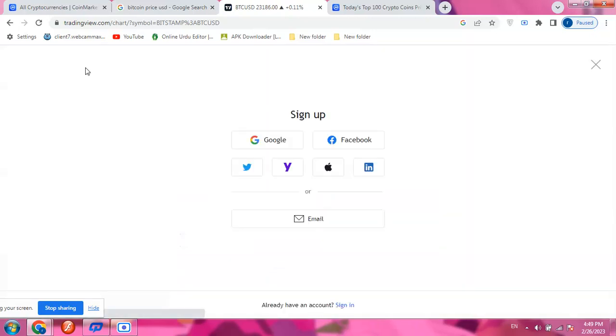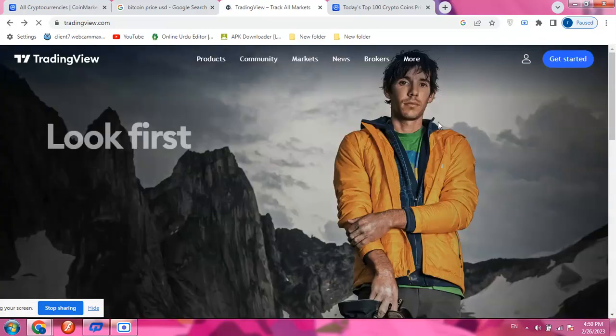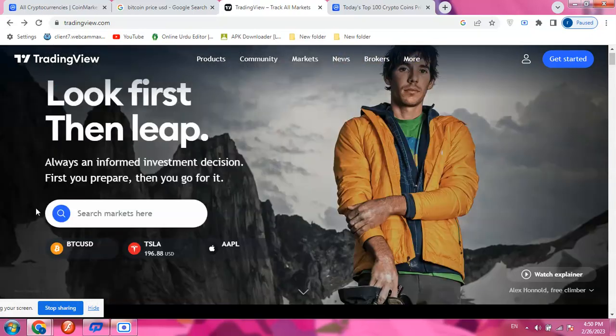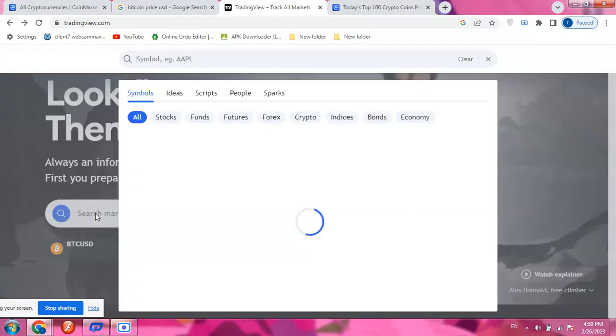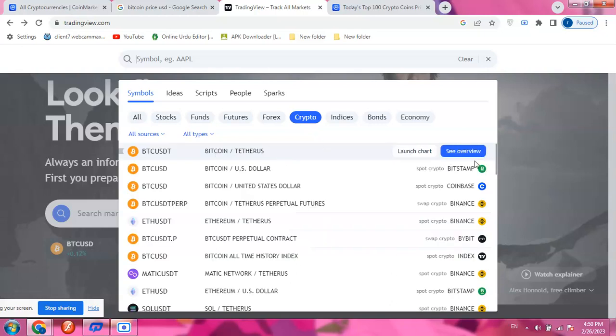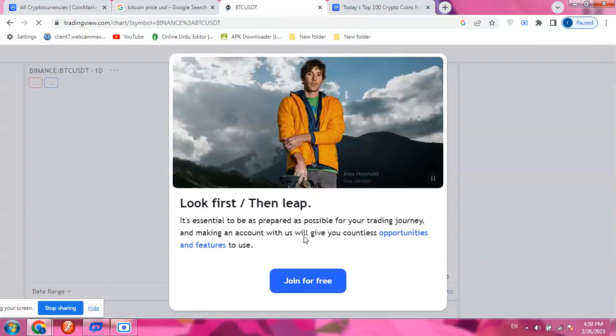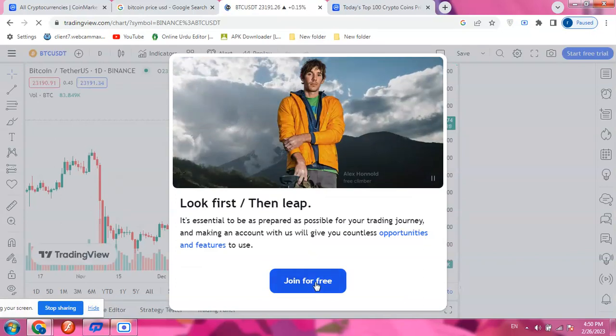Okay, show this trading market. I will show you the live Bitcoin, with symbols and ideas, stocks, funds, futures, forex, and crypto. We can select crypto and check Bitcoin, BTC, USDT, Tether, and USD. Also check the Bitcoin. Then look first, and join this for free.